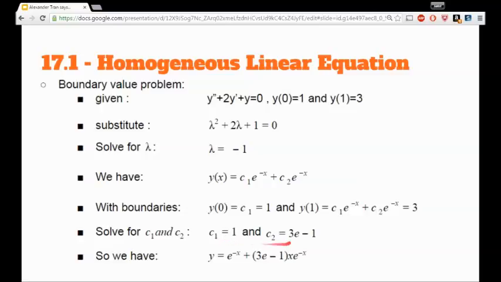Then we put all these solutions into a general solution, where we will have y equal to e to the power of negative x plus (3e minus 1) times x times e to the power of negative x.